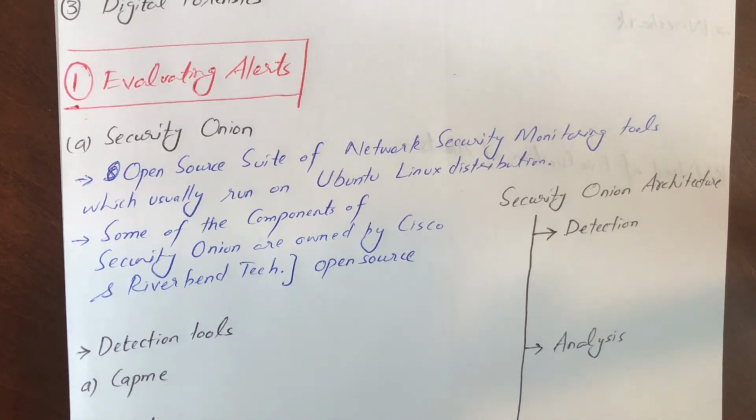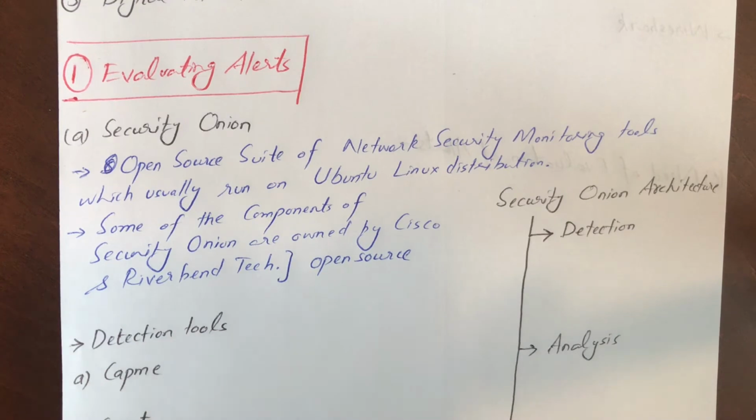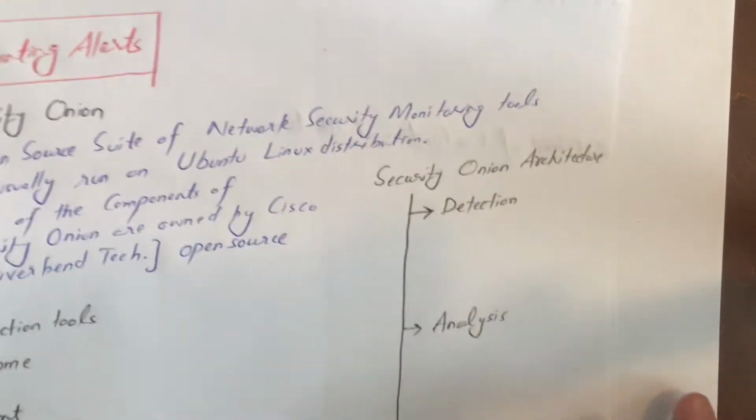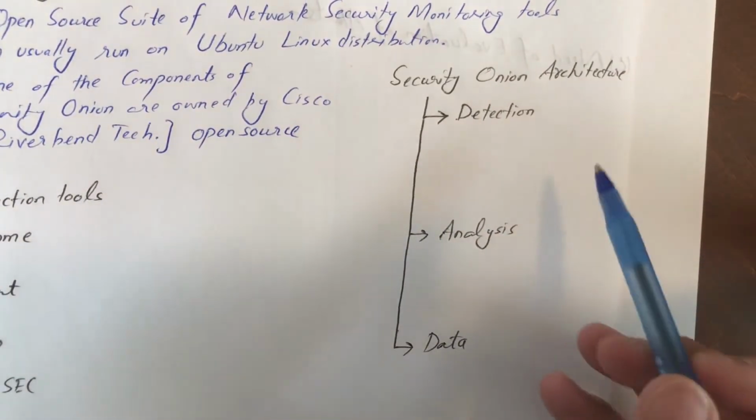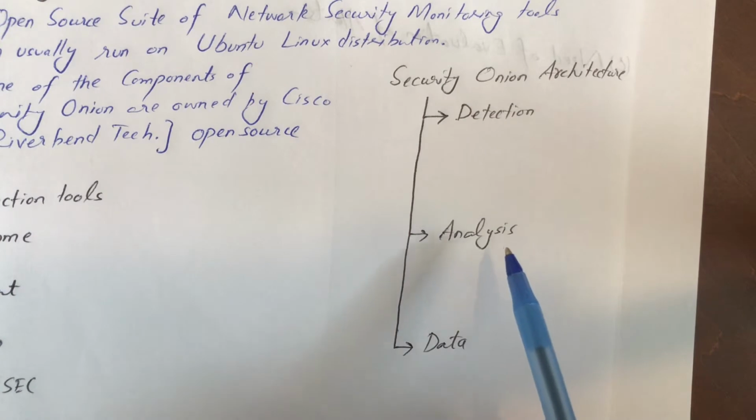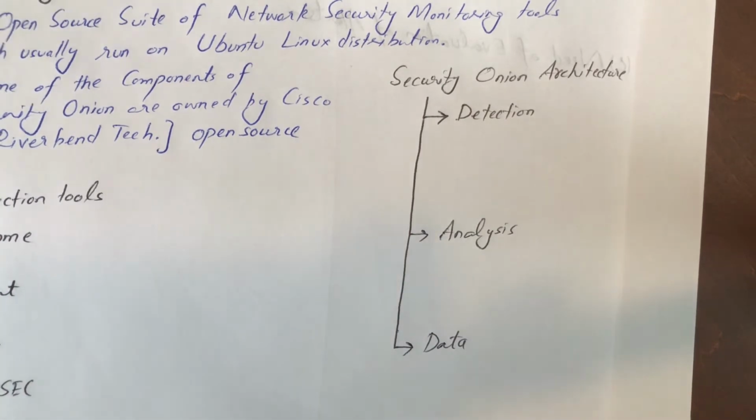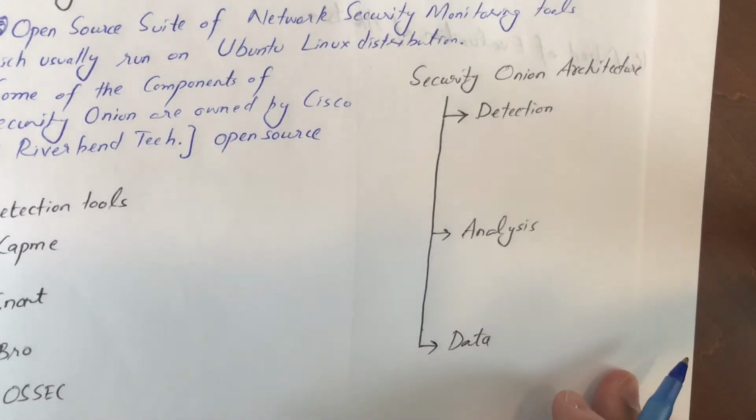So Security Onion, as I mentioned earlier, is an open source suite of software, having plenty of other software. Mainly, if you see the architecture of Security Onion, it has detection tools, it has some analysis tools, and different types of data analysis that you can in fact perform on the collected data.